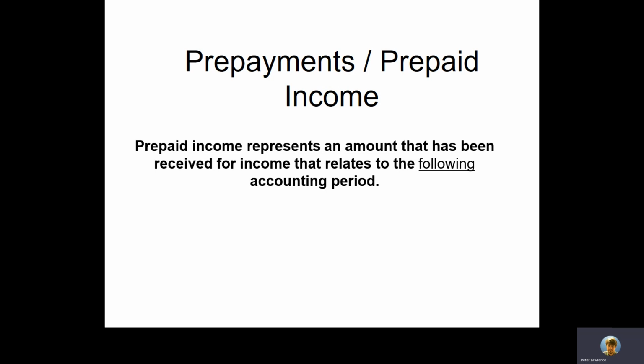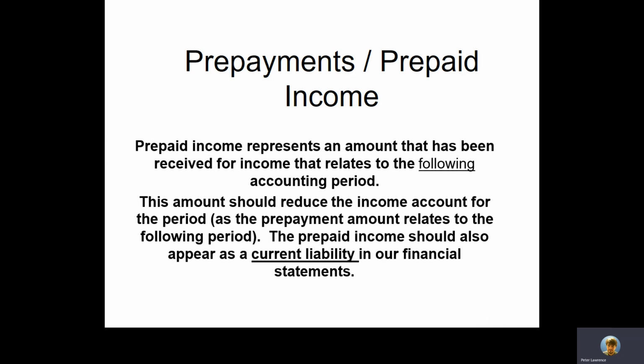So prepaid income represents an amount that we've received for income that relates to the following accounting period. It will reduce the income account and also create a current liability in our financial statements. And it creates a current liability because they've paid us and we now owe them a product or service. So let's have a look. Oh, sorry. Yeah, they're called other payables.